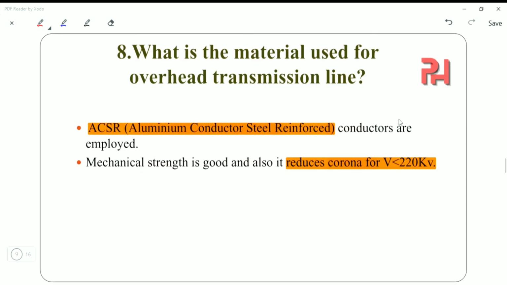Next is, what is the material used for overhead transmission line? ACSR, that is aluminium conductor steel reinforced, is employed for overhead transmission line because the mechanical strength is good due to the presence of steel, and it also reduces corona for voltage lesser than 220 kilovolt. Just remember these two keywords.